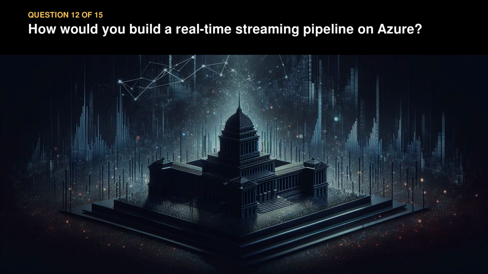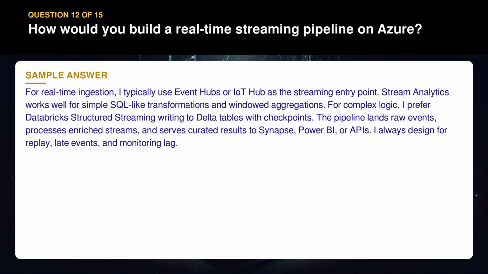Question 12. How would you build a real-time streaming pipeline on Azure? For real-time ingestion, I typically use Event Hubs or IoT Hub as the streaming entry point. Stream Analytics works well for simple SQL-like transformations and windowed aggregations.